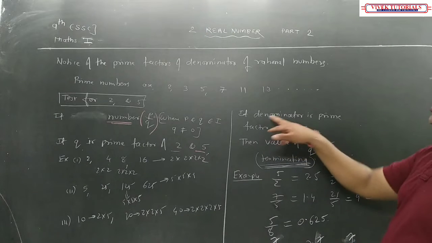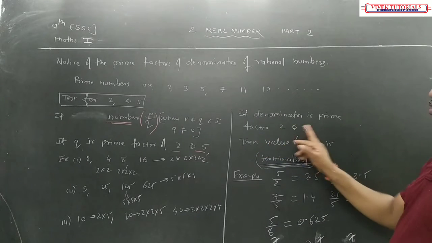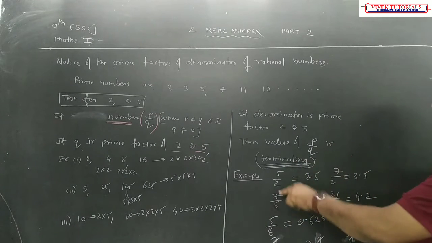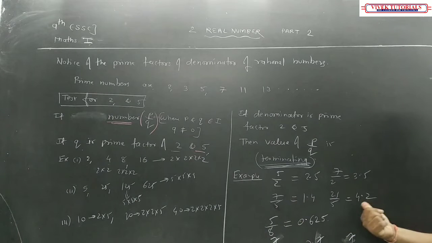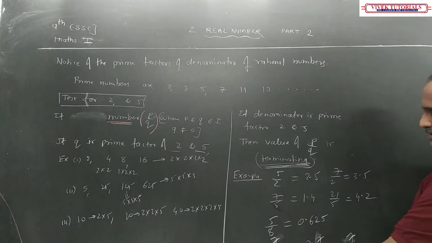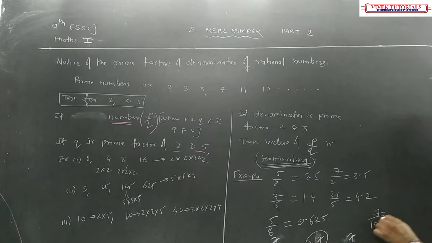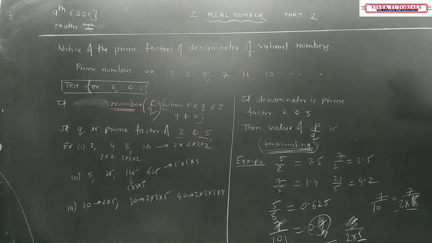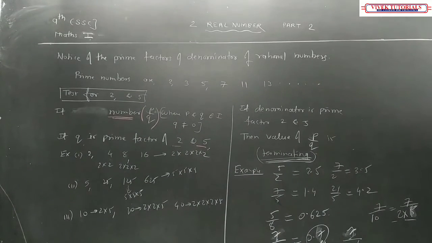If the denominator is a prime factor of 2 and 5, then the value of P/Q is terminating. It will end. 5/2 is 2.5. 7/5 is 1.4. 5/8 is 0.625. 7/10 is 0.7, and 7/10 means 7/(2 into 5). Both are factors of 2 and 5. That's why its value is terminating. That is the test for the prime factors 2 and 5.